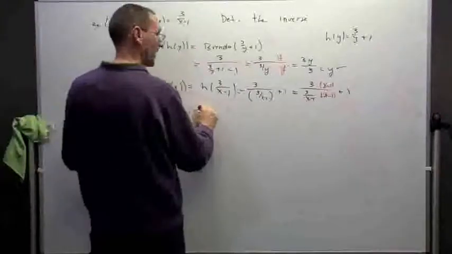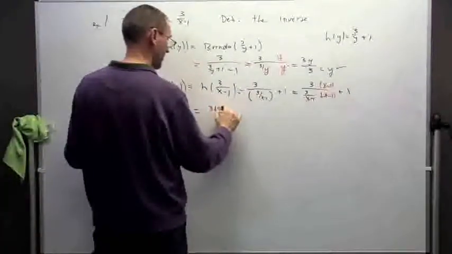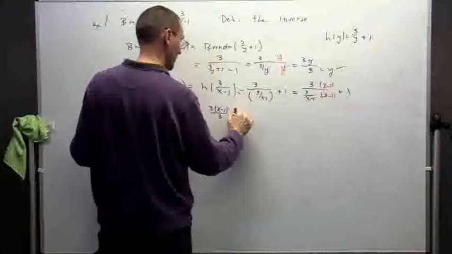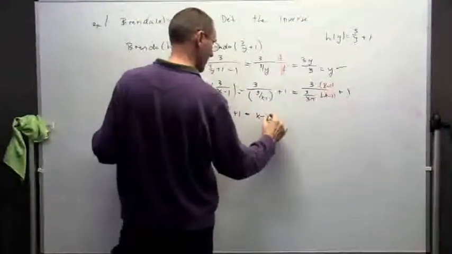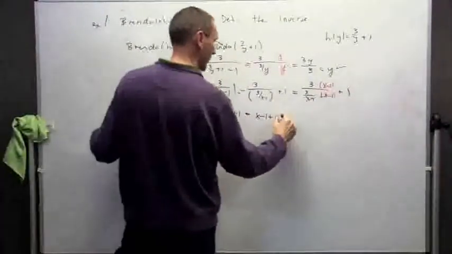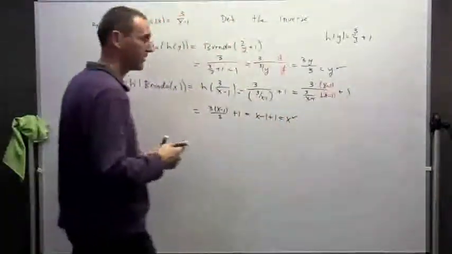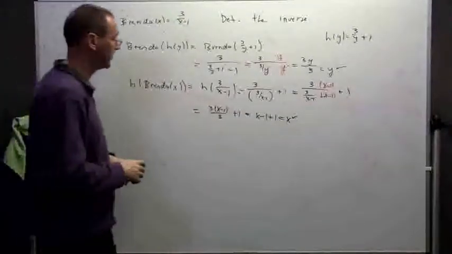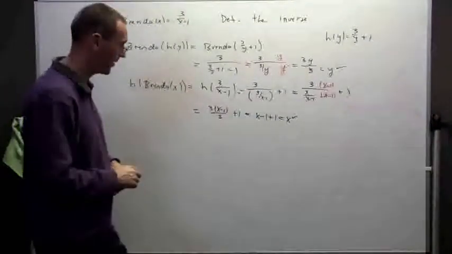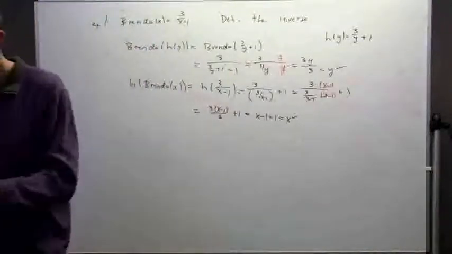So what do I do now? I've got now 3 times x minus 1 divided by 3 plus 1. 3 divided by 3 is 1. x minus 1 plus 1 is x. So it gives me the identity. Okay? So that's nice. Works out well.